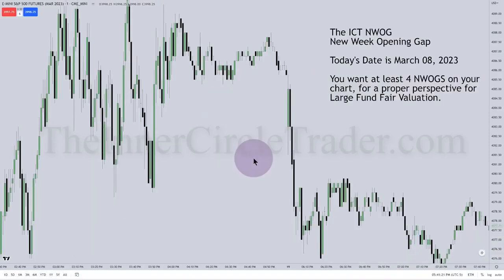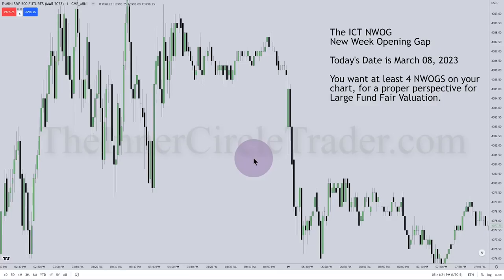Now, the ICT new week opening gap is a tool that I utilize to give me large fund fair value, meaning that the markets will generally gyrate on a little bit higher time frame, pulling back to old new week opening gaps. It's kind of like when an inefficiency is filled in and repriced to. The algorithms refer to old inefficiencies and old liquidity voids. Now, a real liquidity void is an absence of any buying and selling. There's no printed data between two specific price points.